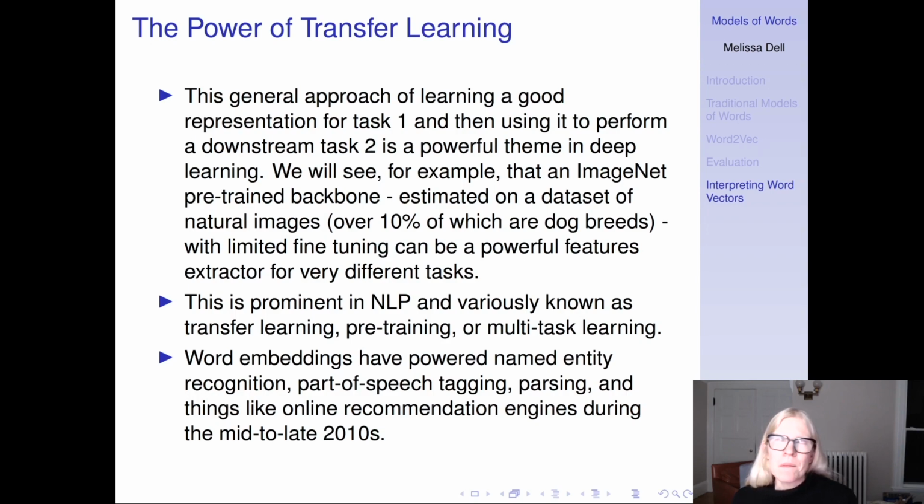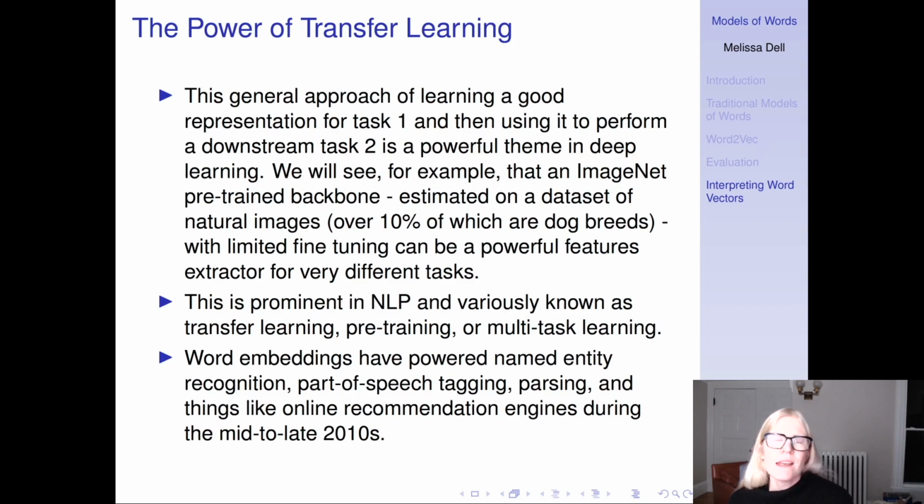All right. And so this relates to another really important thing that's going to show up over and over again in this course, which is the power of transfer learning. The general approach of learning a good representation for task 1 and then using it to perform a downstream task 2 is called transfer learning. And that's just going to be a very powerful theme in this course.